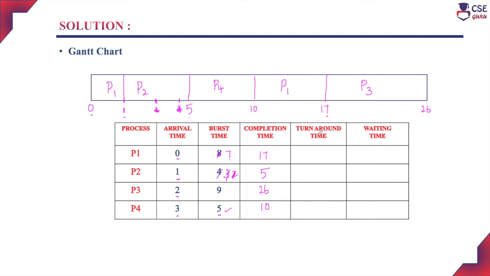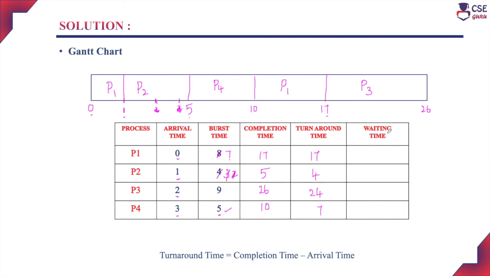Next we need to find the turnaround time. Turnaround time is nothing but completion time minus arrival time. So for P1, completion time is 17, arrival time is 0. So 17 minus 0, it's 17. For process P2, 5 minus 1, 4. Process P3, 26 minus 2, it is 24. Process P4, 10 minus 3, it is 7.